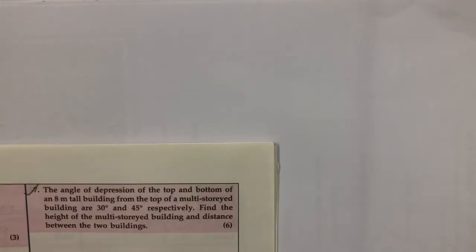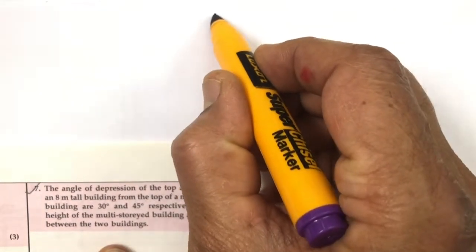Now one more question. The angle of depression of the top and bottom of an 8-meter tall building from the top of a multi-storied building are 30 and 45 degrees respectively. Find the height of the multi-storied building and the distance between the two buildings. So one building is a multi-storied building, say this one.